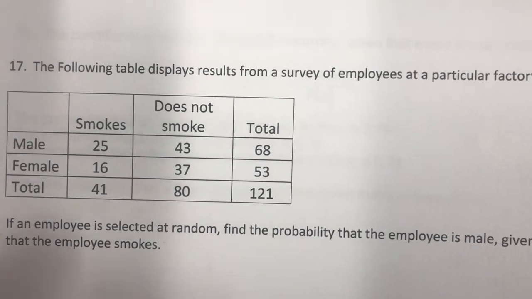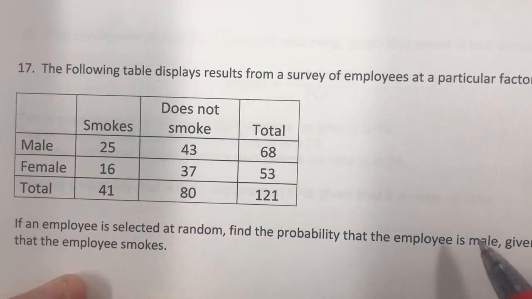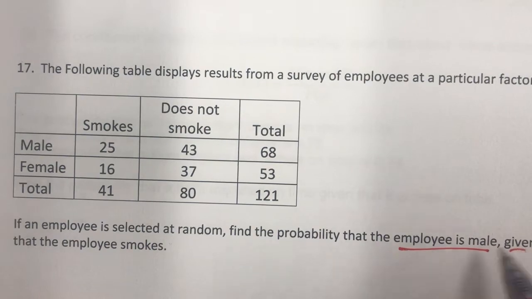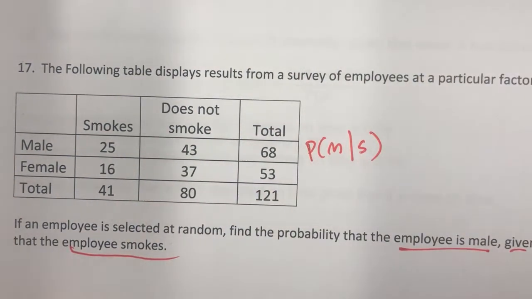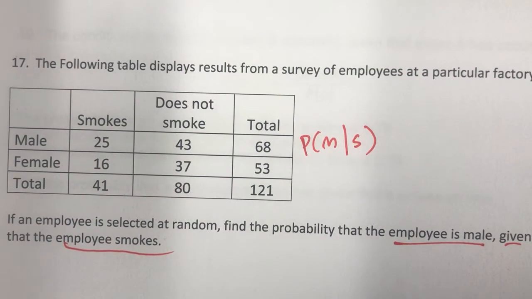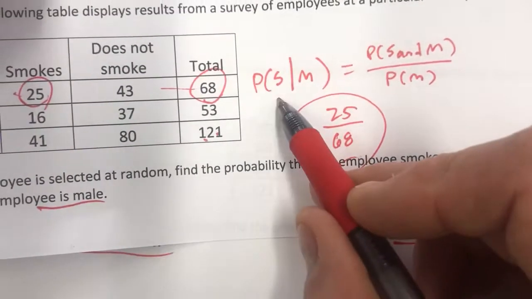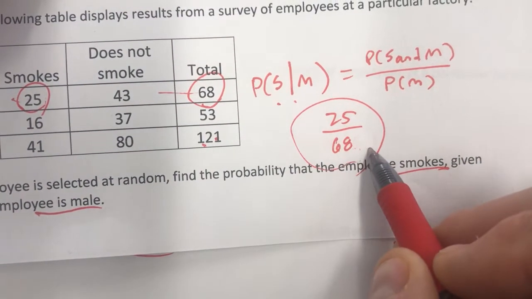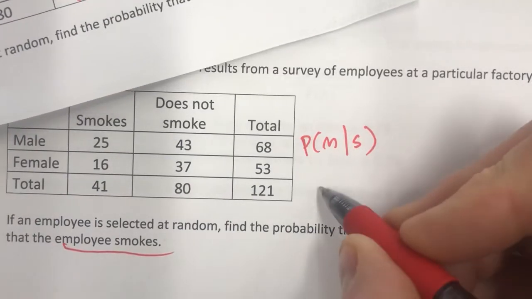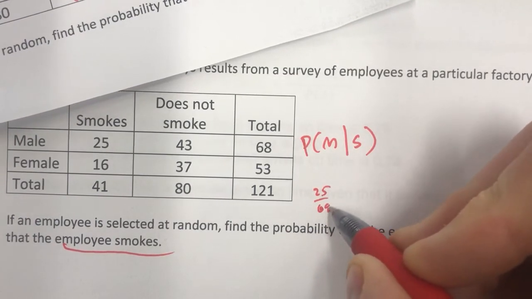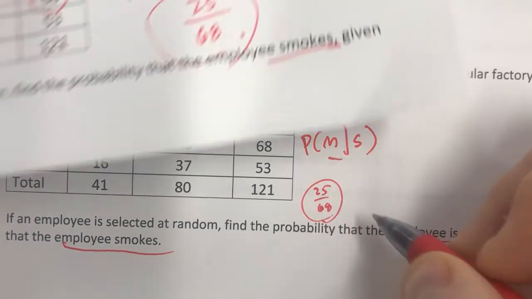17. Find the probability that the employee is male given that the employee smokes. So probability that he's male given he smokes. Now we just did one a while ago. It was opposite of this. Probability he smokes given he's male. It was this. Right here, 25 over 68. I'm just going to write it on here. 25 over 68 is what the other one was, these are reversed.